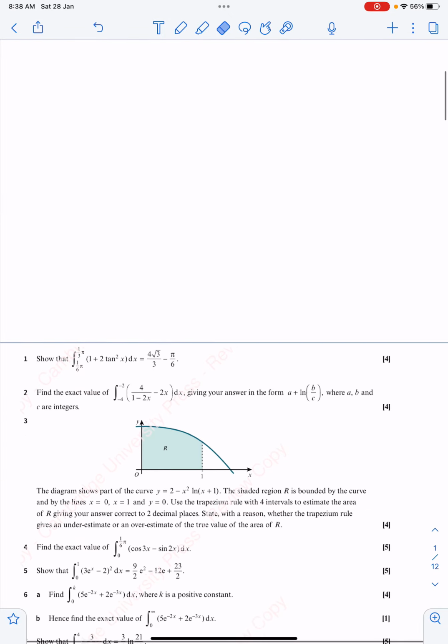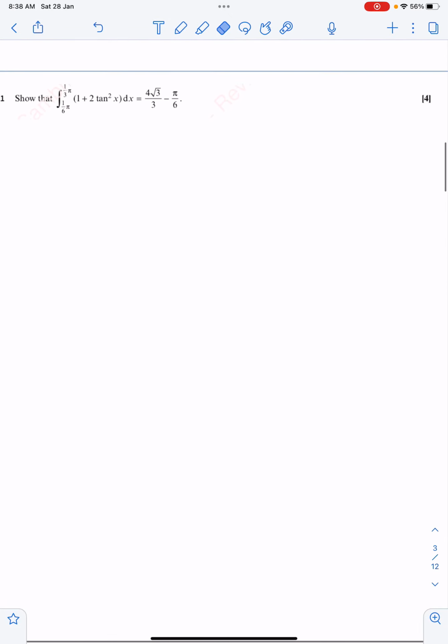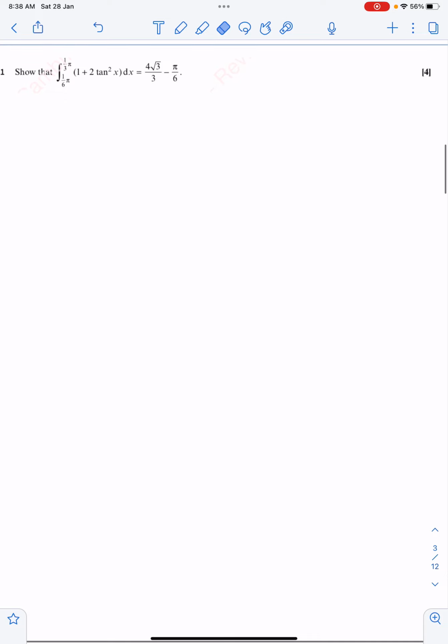Okay, today we are starting with the miscellaneous questions of integration. Starting with the first question, we are supposed to integrate 1 plus 2 tan square x. We know that for tan square x, we can use the identity 1 plus tan square x equals sec square x. So tan square x is going to be sec square x minus 1.